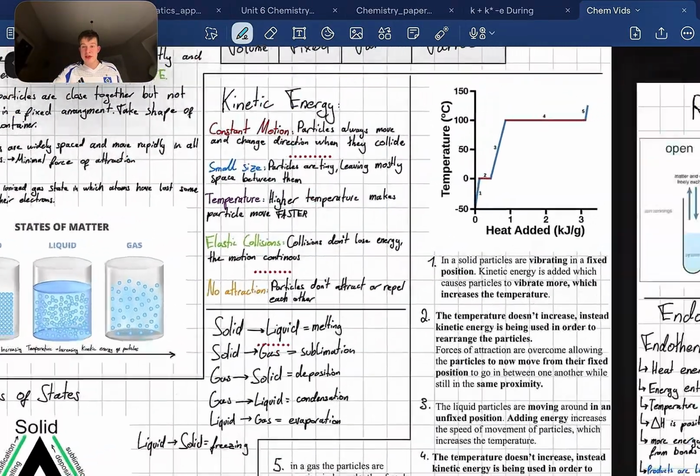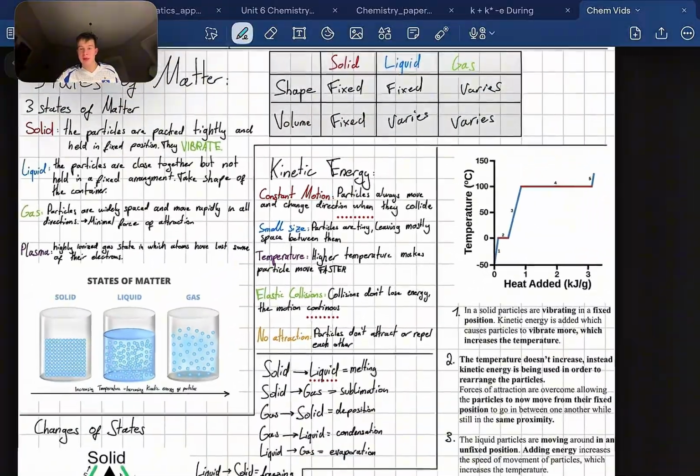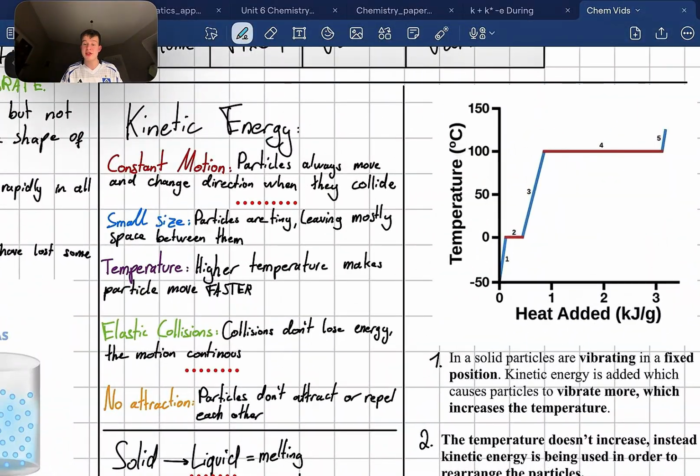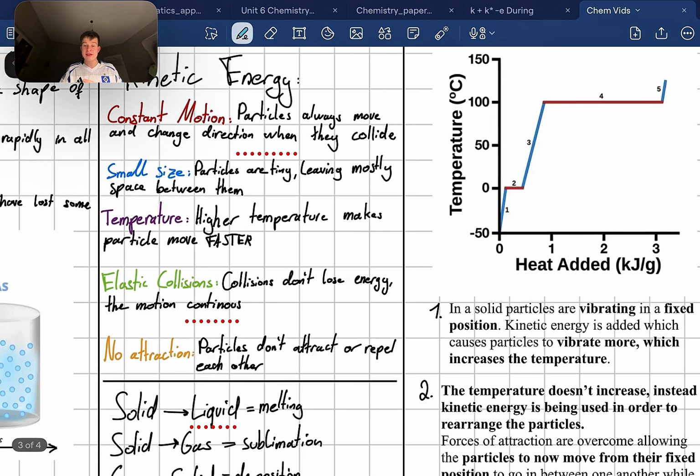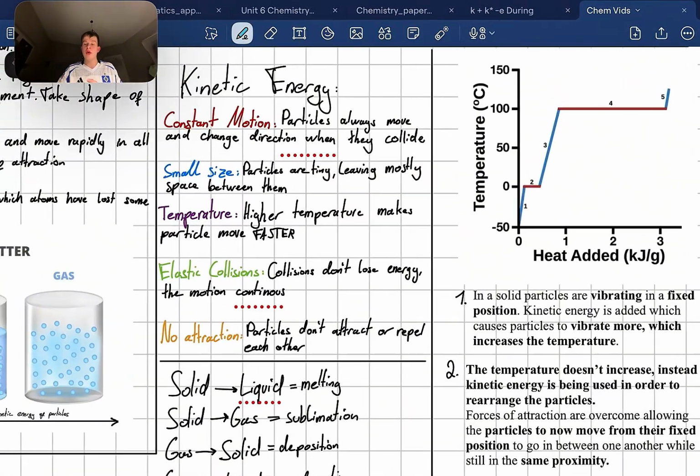As we can see, we also have the heating curve, which can be explained in five different stages. In stage 1, which goes from -50 to 0, the solid particles are vibrating in a fixed position, as I already mentioned, and as kinetic energy is added, the particles vibrate even more, which increases the temperature, where we can see the rise going from -50 to 0. Then the temperature doesn't increase, and instead kinetic energy is being used to rearrange the particles. The forces of attraction are overcome, allowing the particles to move from their fixed positions and move between each other while in the same proximity.